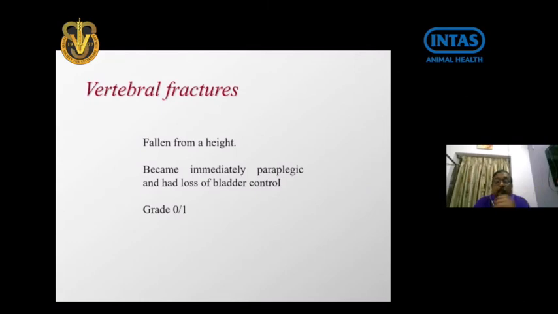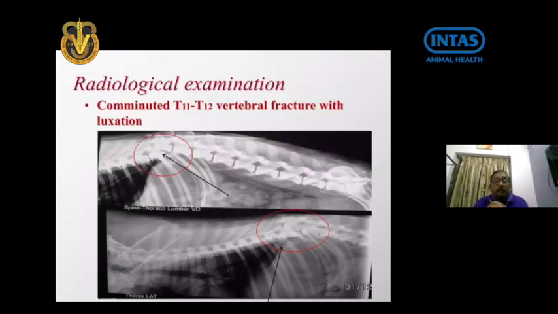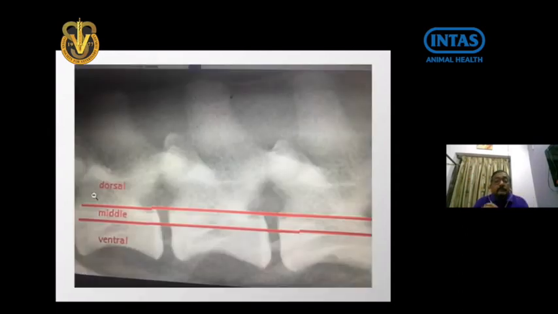This is one of our most famous cases. It belonged to a minister many years ago. It came here. This was done by our college team. My mentor, Dr. Brewer, was there. He was the one who said we should treat it. So he had a thoracolumbar subluxation here, T11, T12 with luxation.